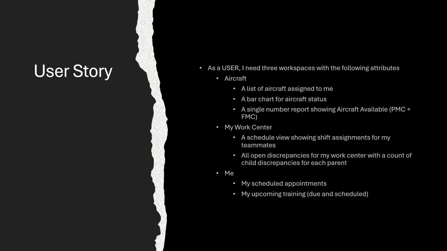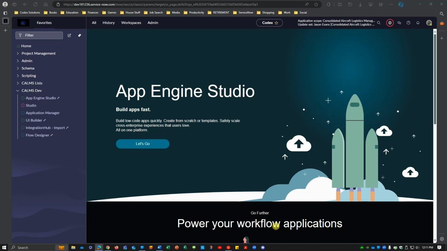I also want to show a simple bar chart showing all aircraft grouped by status. I'll wrap this video up by creating a small single number report just to show the available aircraft in this given moment. All right, well, let's dive right into the instance here.